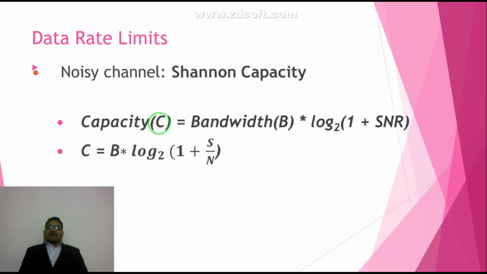Understood guys? So this is given by capacity C is equal to bandwidth into log of 1 plus SNR, or we can define it as capacity, denoted by C, equals bandwidth of the channel into log of 1 plus S upon N, that is signal to noise ratio, to the base 2. So this is the capacity, which is calculated in terms of bits per second.